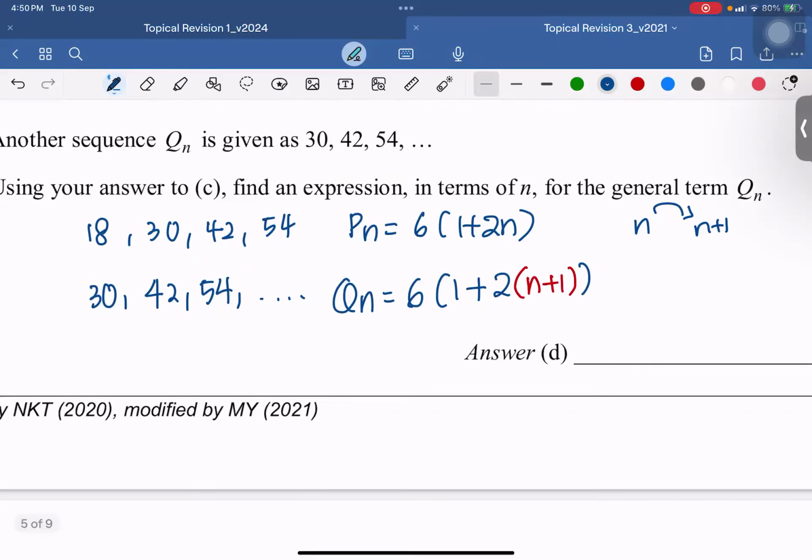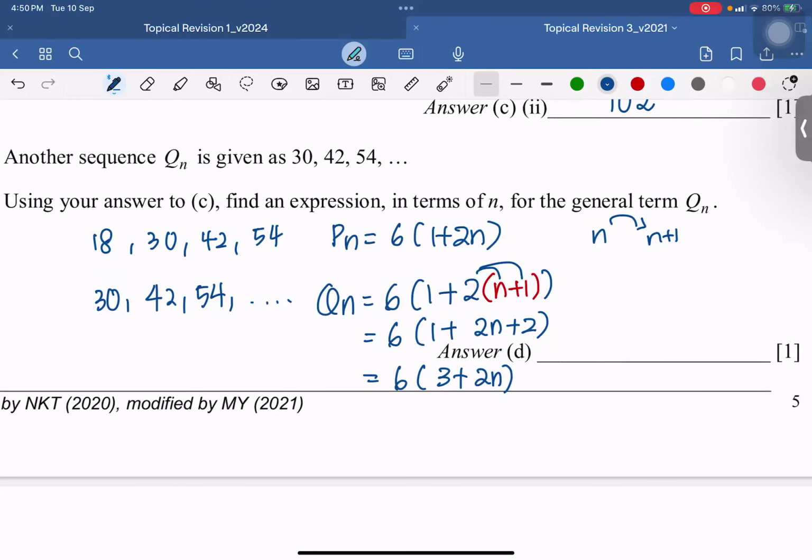But however, this is not simplified. So I need to expand out the expression over here. This will become 2n plus 2. Simplify it, this will be 6 bracket 1 plus 2 is 3, 3 plus 2n. Answer. So instead of n itself, it skipped to the next term. When it skipped to the next term, the n changed from n to n plus 1. So therefore, this one will become your answer.